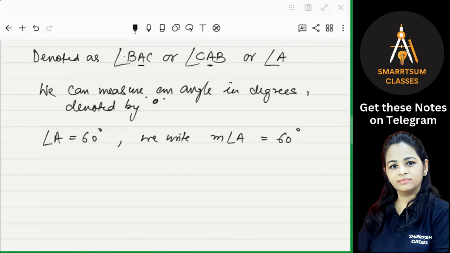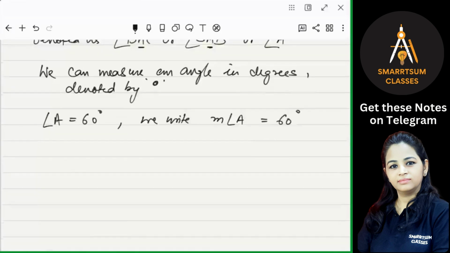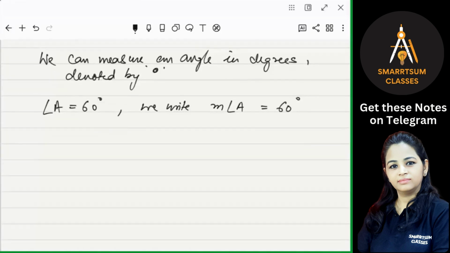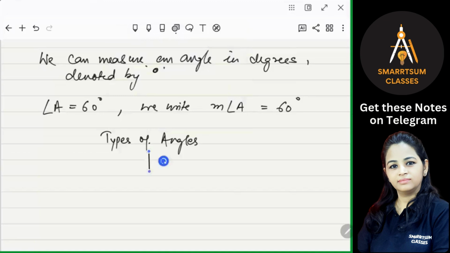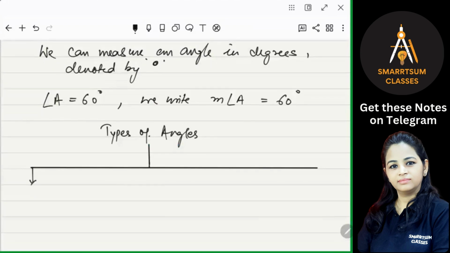I hope you already know what the different types of angles are, the various types of angles on the basis of measurement. So, types of angles on the basis of measurement. Now, what are these angles? Acute angle.